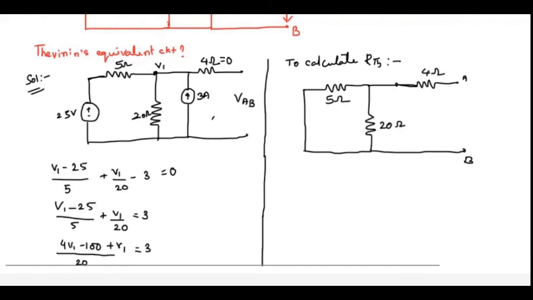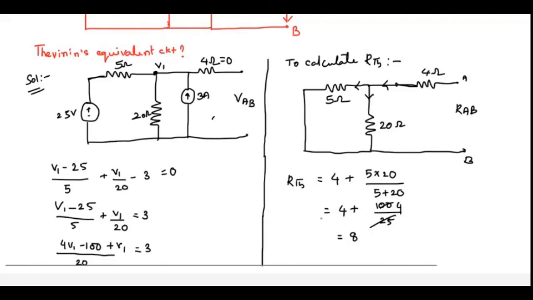Now we need to calculate the equivalent resistance. If I apply current from the source side, the current divides into two parts, so the 5 ohm and 20 ohm resistors are in parallel, and the other one, 4 ohms, is in series. So RTH is 4 plus 5 into 20 by 5 plus 20, which is 4 plus 100 by 25, which is 4 plus 4. So we get 8 ohms as RTH.